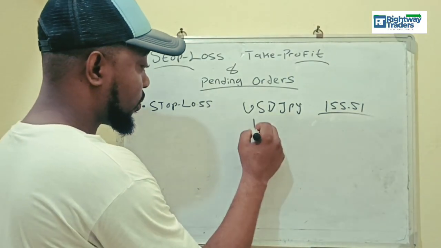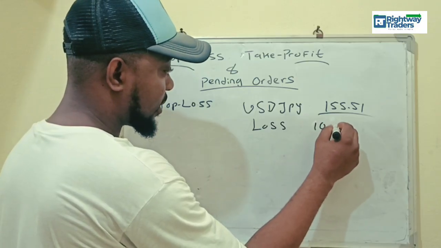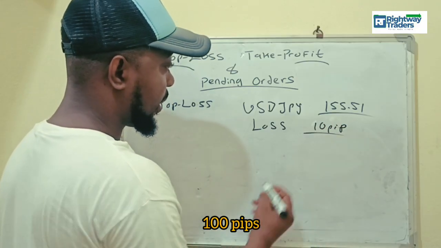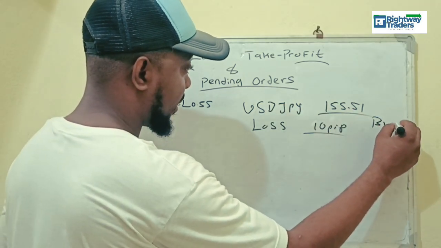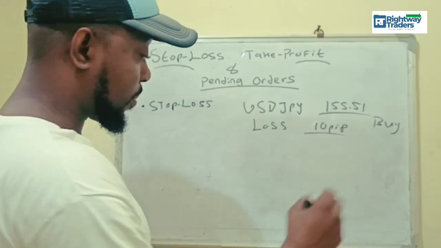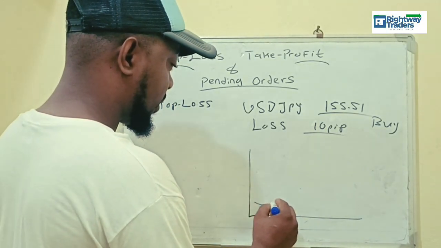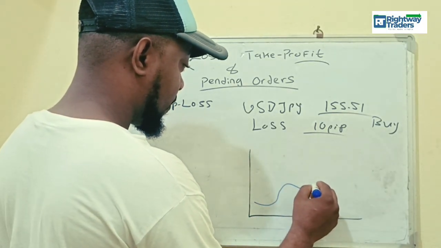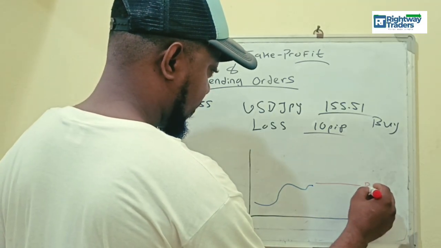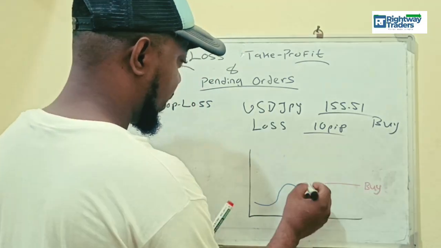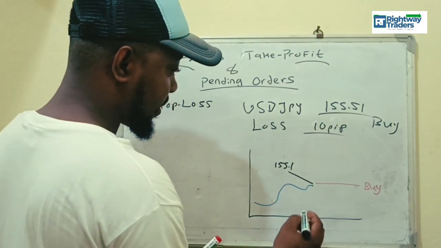Let's say you want to risk 10 pips as your stop loss, and you are buying this product, which means you are predicting it goes up. Let's say this is the chart and this is the market right now. This is the point you are willing to buy, and this price is 155.1. This is where the price is.